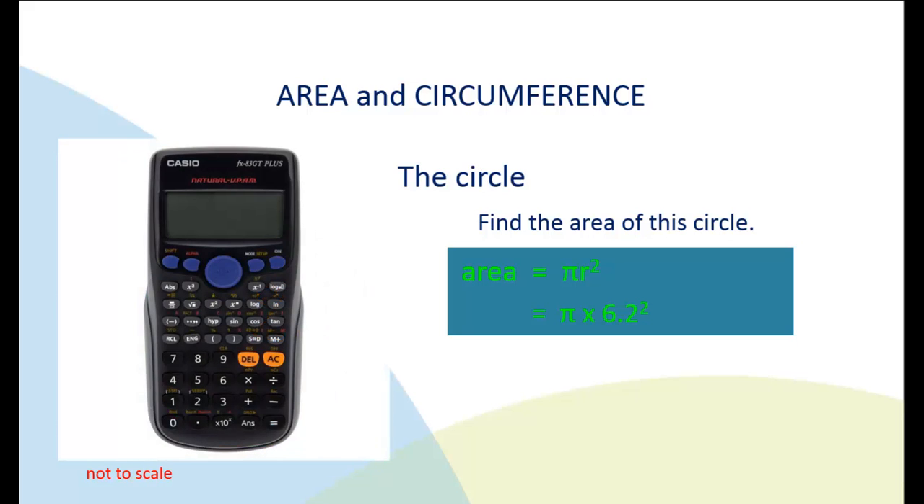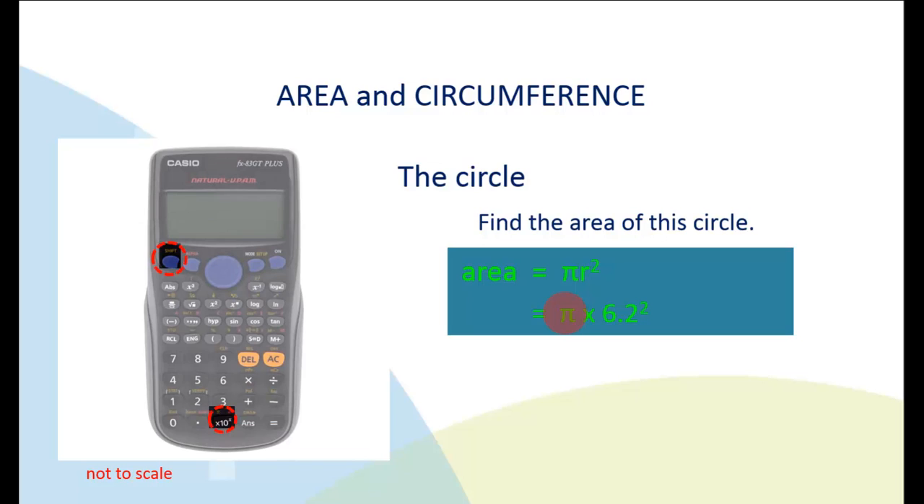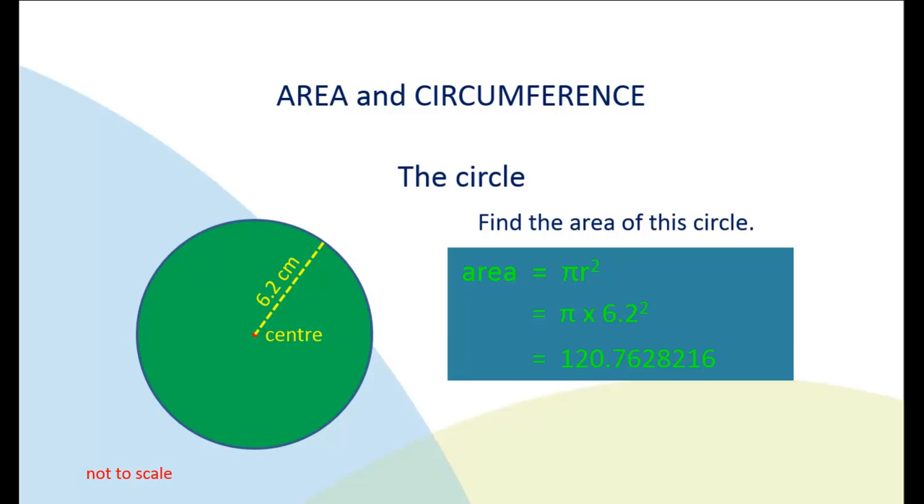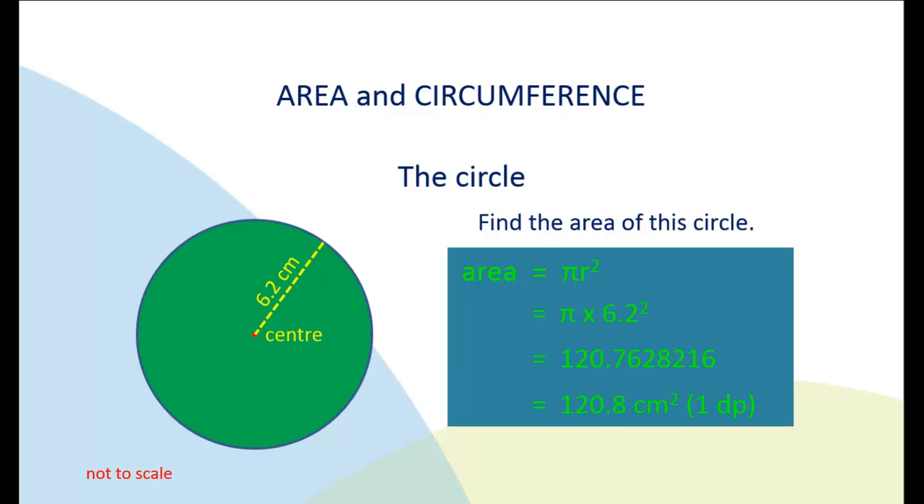How do we do this on the calculator? Right, let's find the pi key. Well, there we go. It's shift, and that one down the middle, right on the bottom row. And you see a little brown pi just above the 10 to the power of x. So that's how we get pi. Shift and that key, multiplied by 6.2 and then squared. We're using that button there, the x squared key. Okay, so that's how we do it on a calculator. 120 point something. Let's get rid of the calculator. And that is 120.8 centimetres squared to 1 dp.